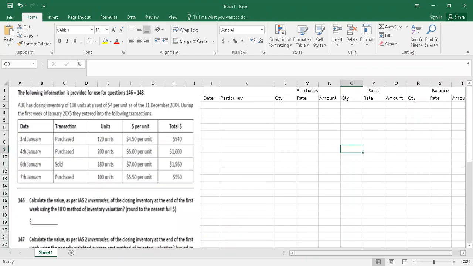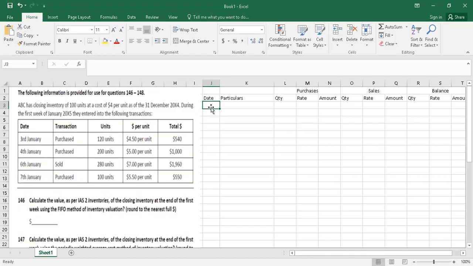I hope the image is clear to you. I reduced the size of the image. I hope it is clear to you. Yes. Okay, done. So the first transaction starts on the first date. The closing inventory as on December 31st is the beginning inventory as on January 1.